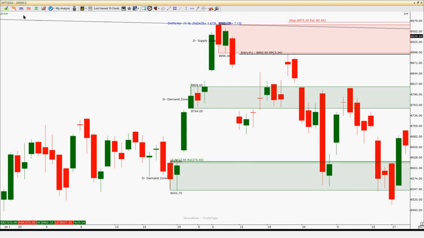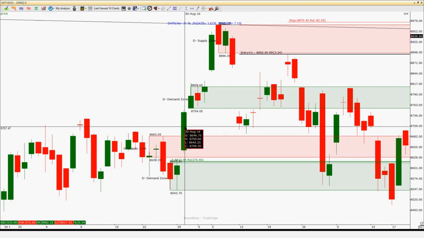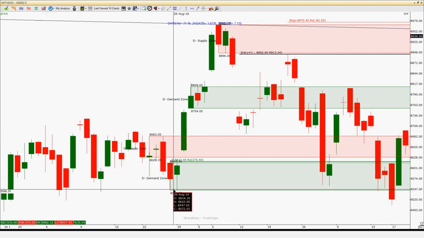So it did. It did engulf this. This supply zone was engulfed by it. Drop base rally engulfed the drop base drop. Therefore my target was as such. Right?